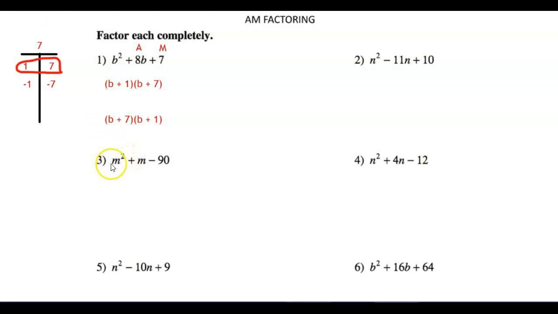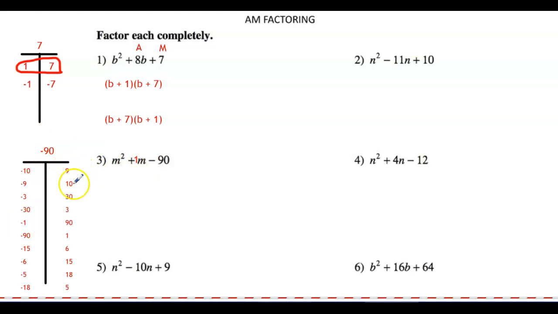Let's take a look at the third one here, m squared plus m minus 90. Keep in mind that the coefficient of m here is 1. So when you're doing your add multiply method, you need to be looking for a number that adds together to give you positive 1. That's a little hint for you there. So pause the video, try it out, and then come back to see if you got it right.